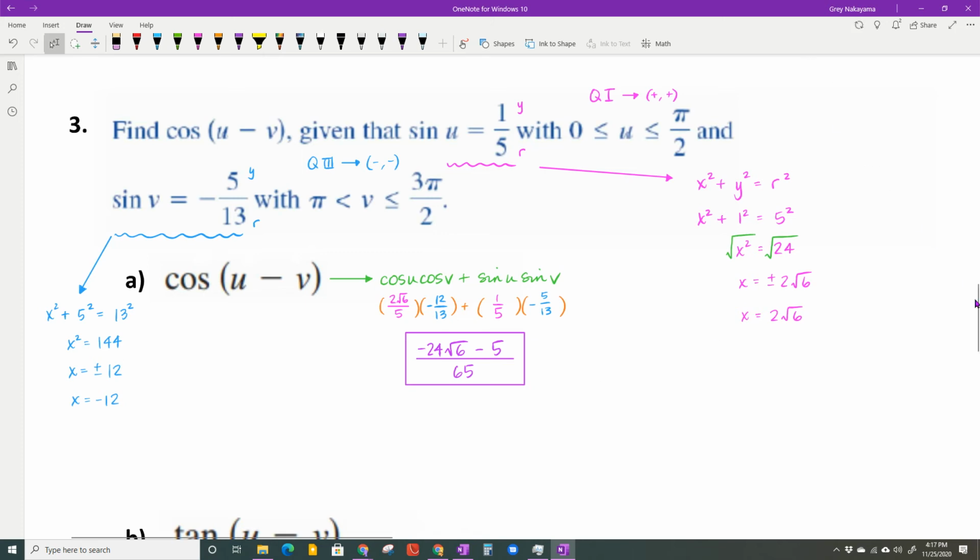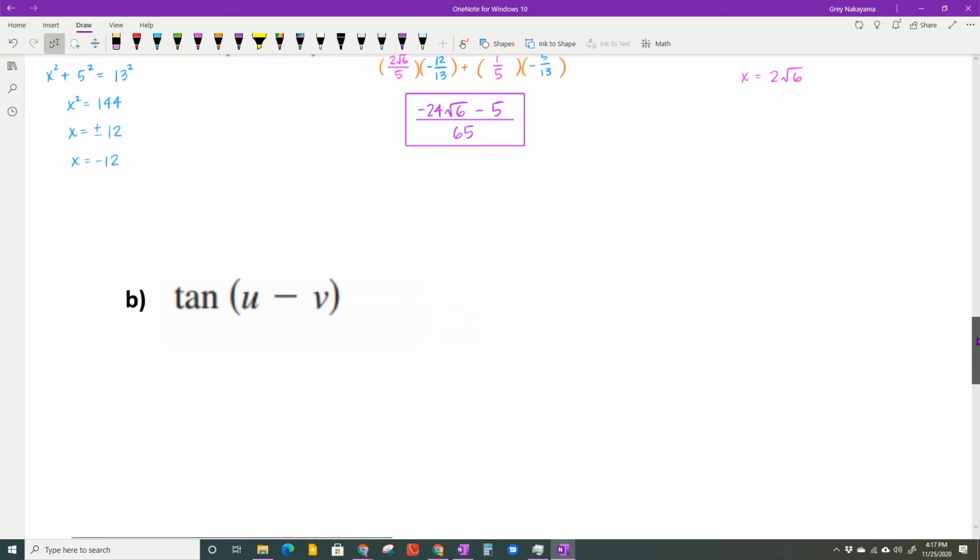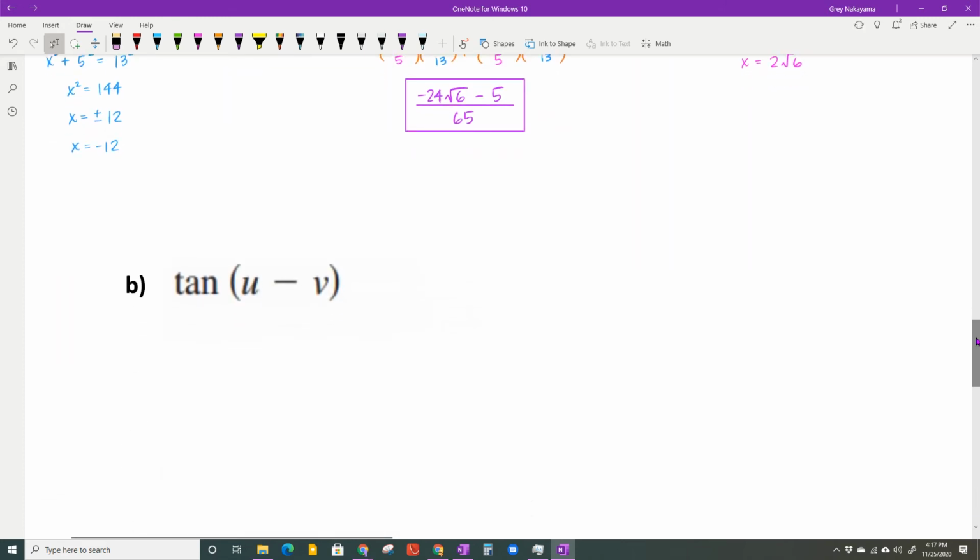Now, this next one is applying the tangent formula. So we have the tangent of u minus v, okay? And again, think about it's a tangent difference formula. So I'm going to apply that formula, which is the tan of u minus the tan of v over 1 plus tan u tan v. And we're using the same problems that we did up here.